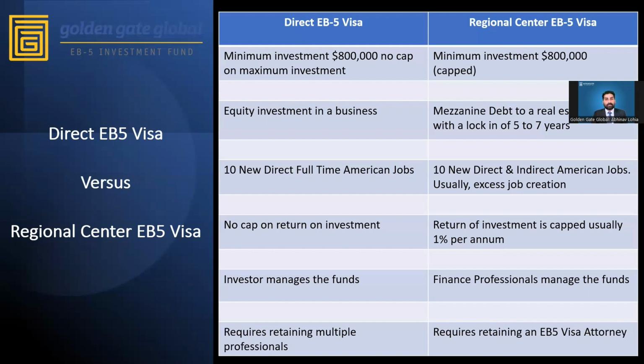In a direct EB-5 project, you have to create 10 direct full-time American jobs. They need to be working for you. You need to be paying payroll taxes, all those things, and providing benefits. These are 10 actual workers in your business.